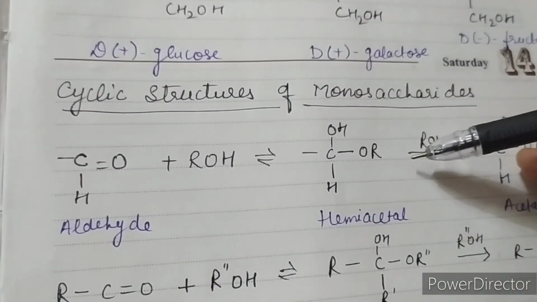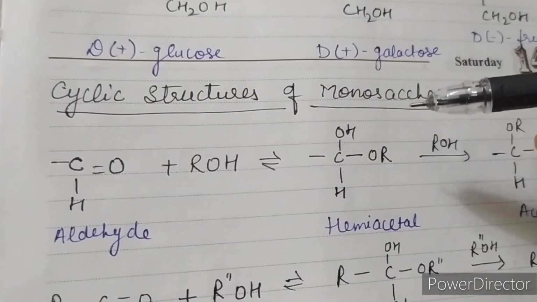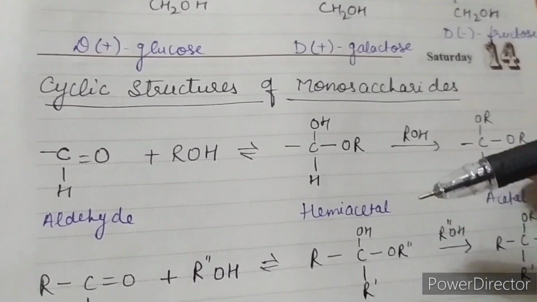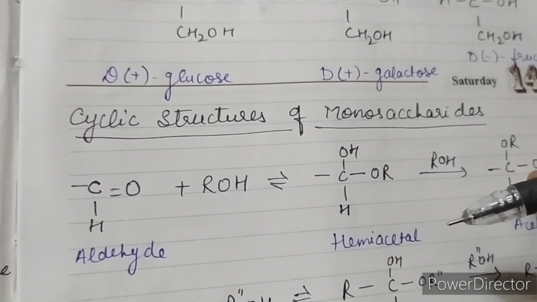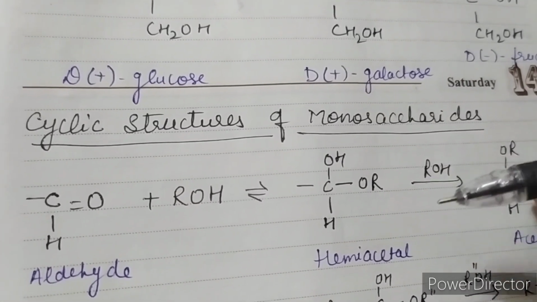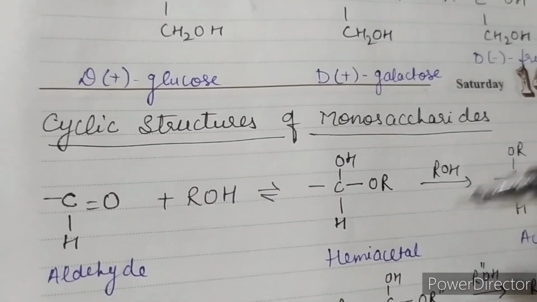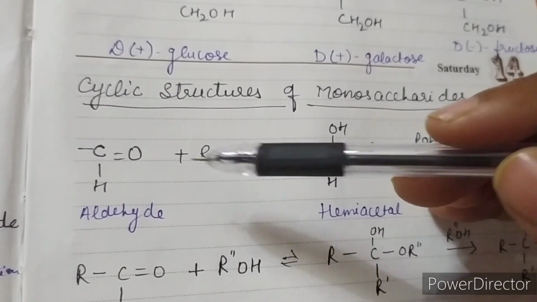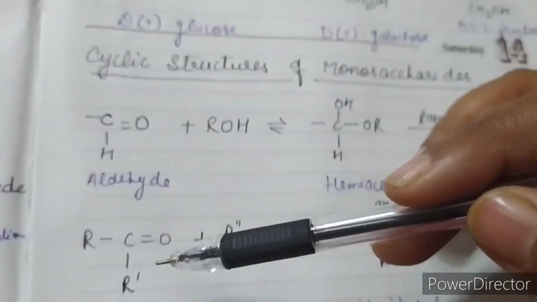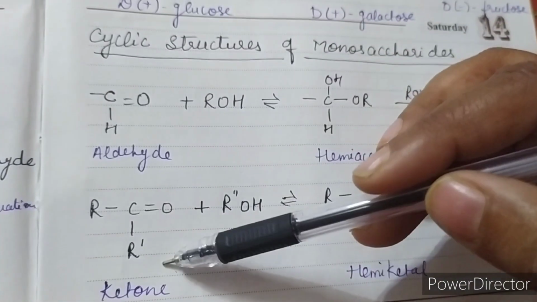Now since monosaccharides show the presence of both hemiacetal and hemiketal, that means they must have the structure of hemiacetal and hemiketal in them. And this is not surprising. Why? Because they have both the aldehydic and ketonic carbonyl groups in them.